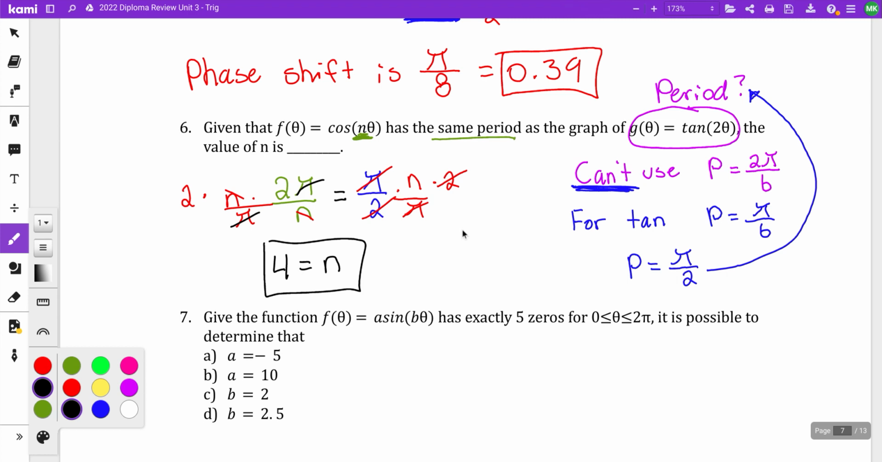Are we okay with the speed of that algebra? Do you want to see that go slower? I'm just doing a lot of cross multiplying and dividing.